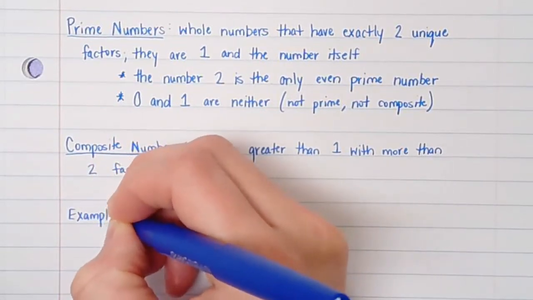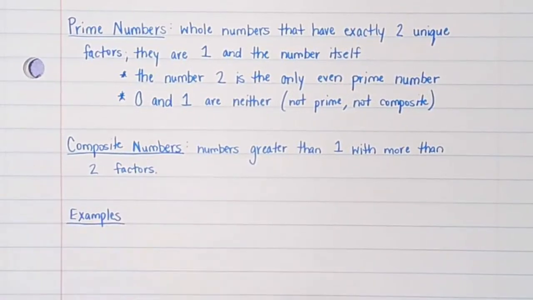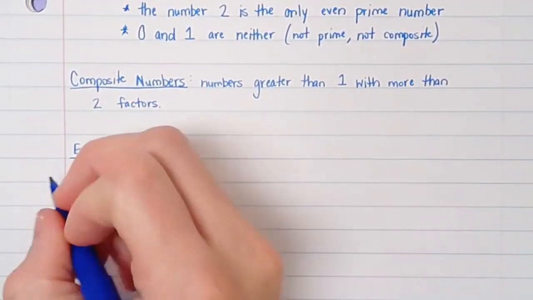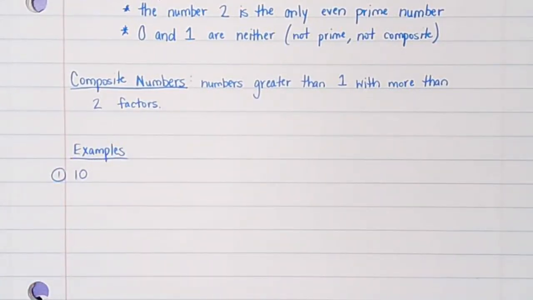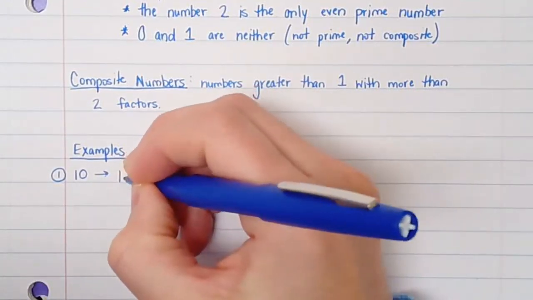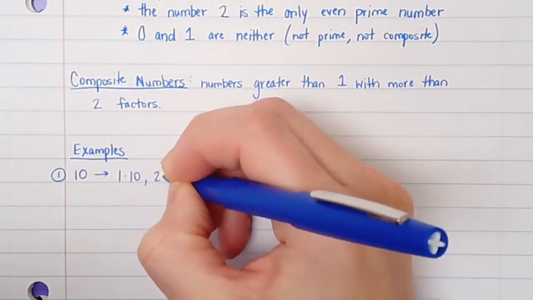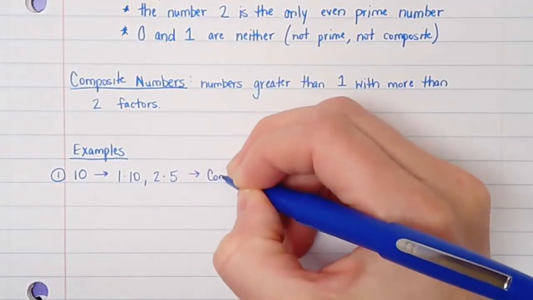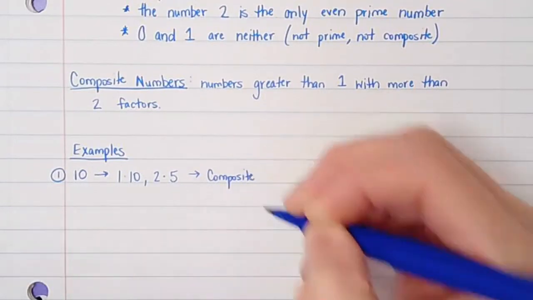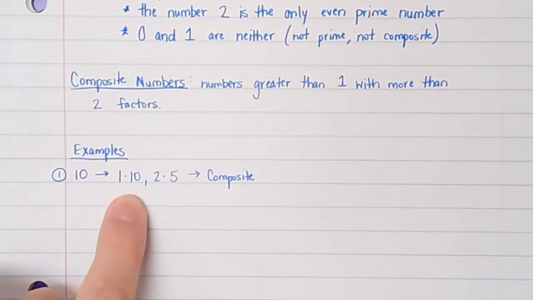Alright, so if I give you the number 10, okay, and I'm asking you, is it prime or is it composite? The first thing you need to be thinking of is, what gives me 10? Okay, if you need to list them out, then you can list them out. So for example, what gives me 10? Well, I've got 1 times 10, and I've got 2 times 5. Okay, since it's more than 2 factors, this would have to be composite. But if 1 times 10 was the only thing that gave me 10, then this would be a prime number. Okay?